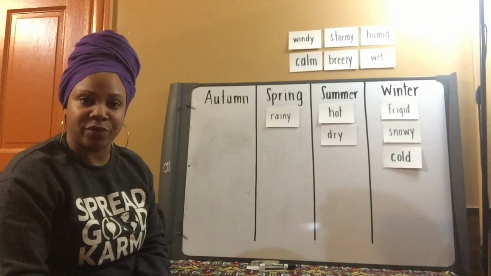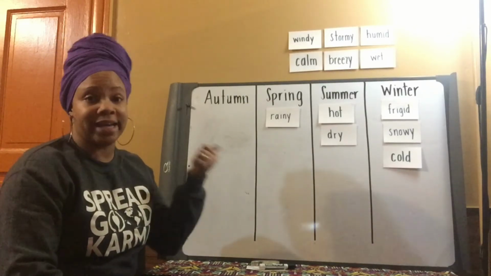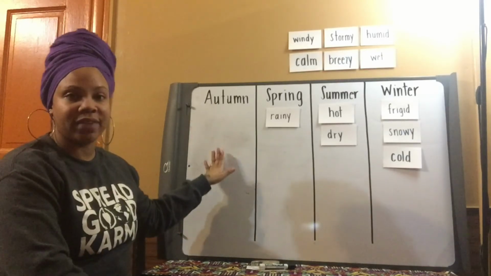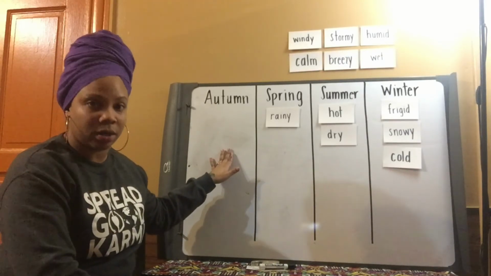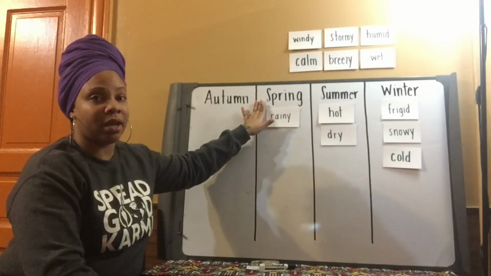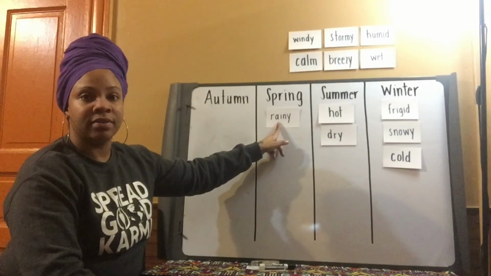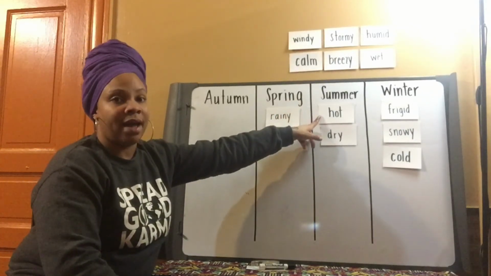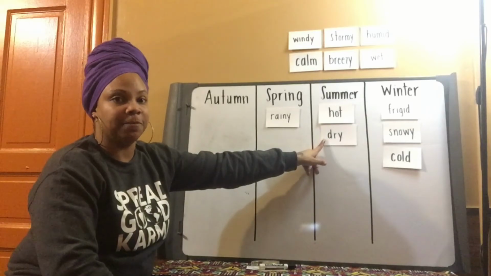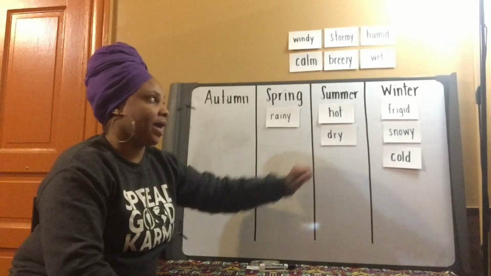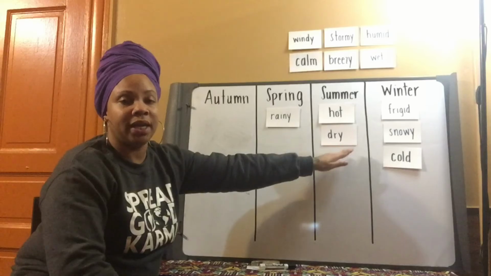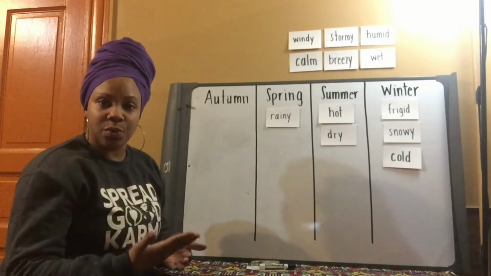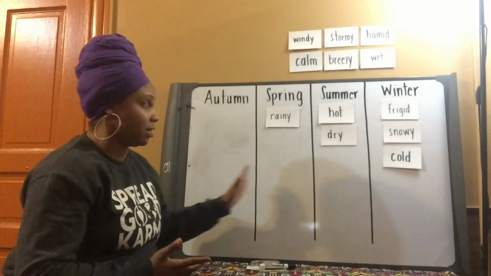Let's read what we have so far, and then let's read the adjectives that you are responsible for sorting. Okay, so far we don't have any adjectives to describe autumn weather. For spring, we have the adjective rainy, very good. For summer, hot and dry. And for winter, we have frigid, snowy, and cold. Very good. These are the adjectives that you are going to sort and put in the correct column.